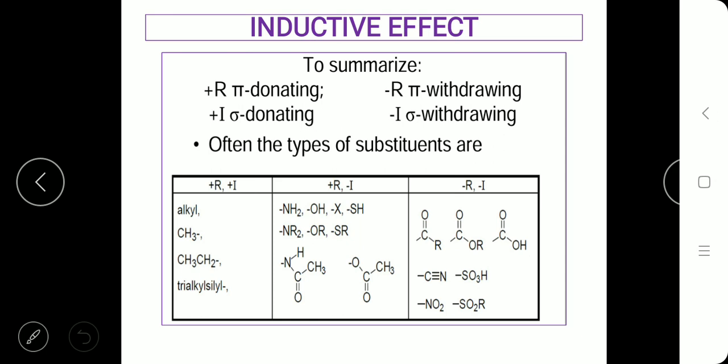The main common element that we can see in all of them is oxygen and nitrogen. And we know that oxygen and nitrogen are both highly electronegative compared to carbon, and hence they usually act as the minus I effect in the molecules. Whereas for the plus I effect, they are usually the ones which are less electronegative. So we have the alkyl, and also the trialkyl silyl group.